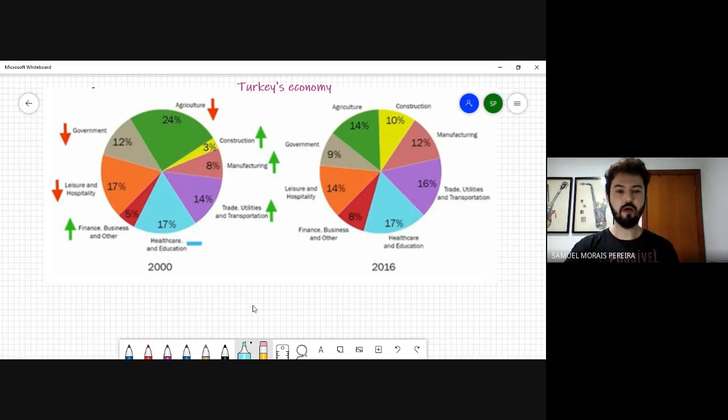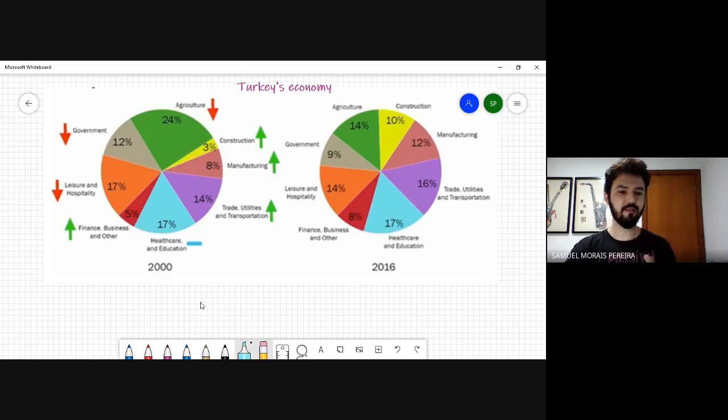I want to teach you how to compare information, okay? So take a look at the information here about the construction sector. In 2000, tá vendo aqui? Era 3% do total. Depois, em 2016, já pulou para 10%. Então, houve um aumento. Quase o triplo, mais do que o triplo, na verdade. Tudo bem? O triplo seria 9%, e foi para 10%, ou seja, more than 3 vezes de aumento.